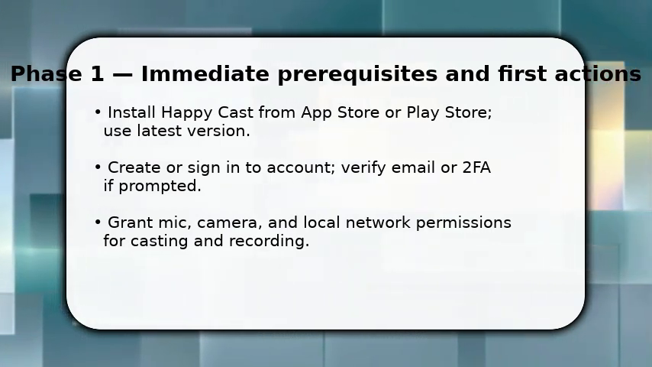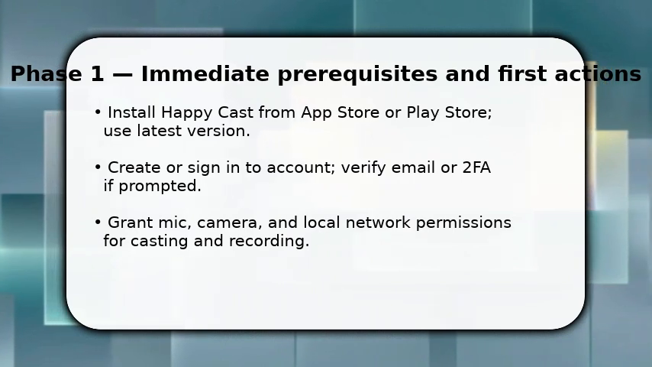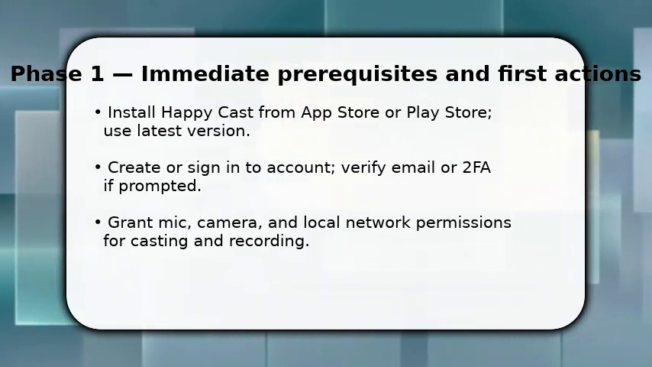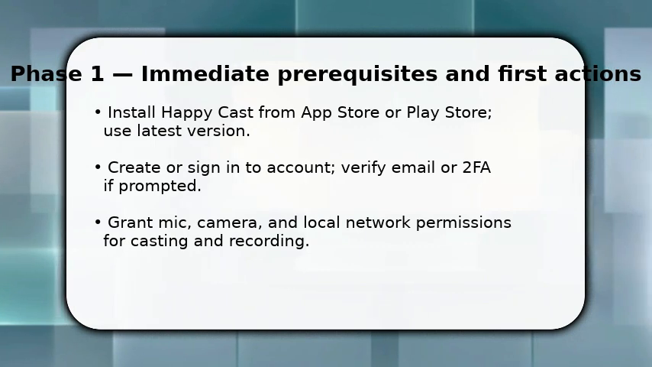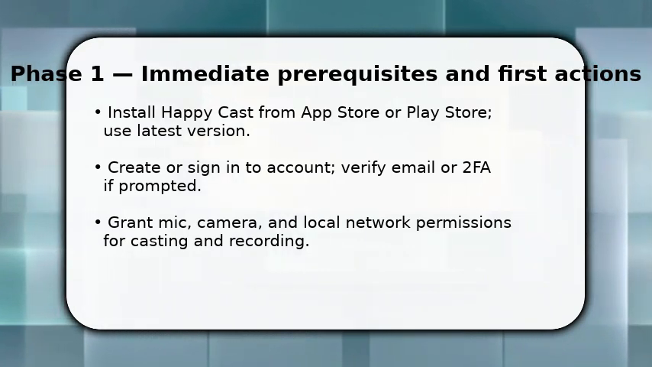Make sure Wi-Fi and Bluetooth are on, because Discovery uses them. If you use a desktop, open the companion app and pair via the QR code. This establishes the first secure link.